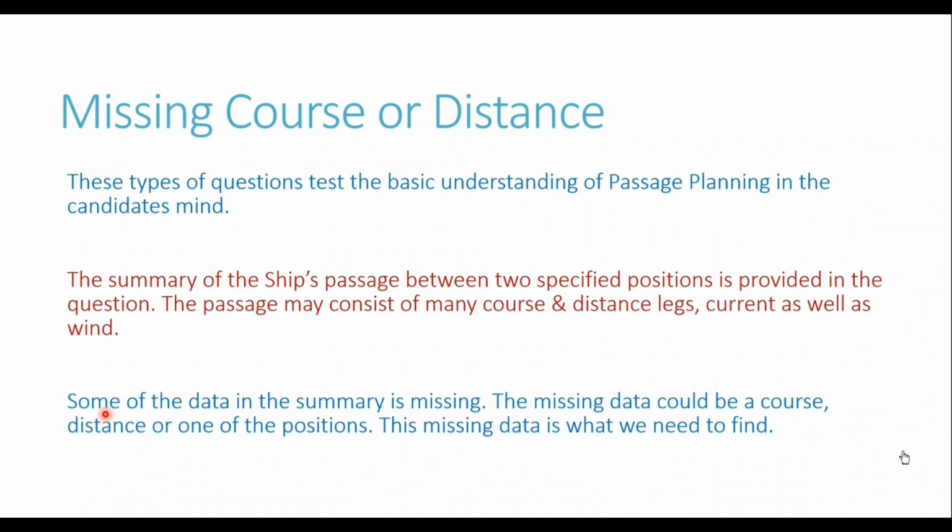Now, some of the data in the summary of the entire passage is missing. The missing data could be a particular course, it could be a particular distance on one of the legs, or the missing data could be the initial position or the final position. This missing data is what we are required to find in these questions.